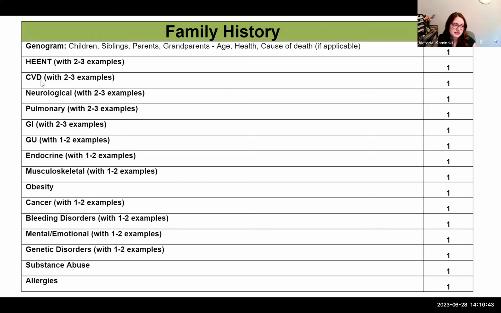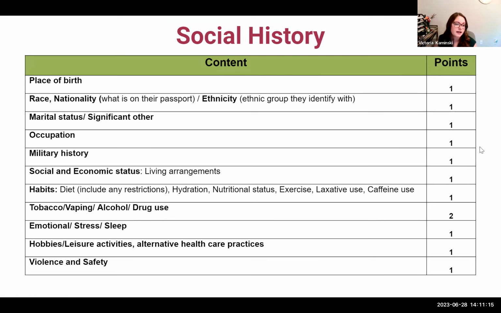So all of these need to be asked: HEENT, cardiovascular, neuro, pulm, GI, GU, endocrine, musculoskeletal. You're going to need to ask the patient about any family history of obesity, any family history of any forms of cancers, bleeding disorders, mental or psychological disorders, genetic conditions. And again, those are going to be a little bit different than what you've already asked about above. That could be sickle cell disease, Tay-Sachs, things like that. Substance abuse history within the family and any familial allergies we should know about, such as iodine.